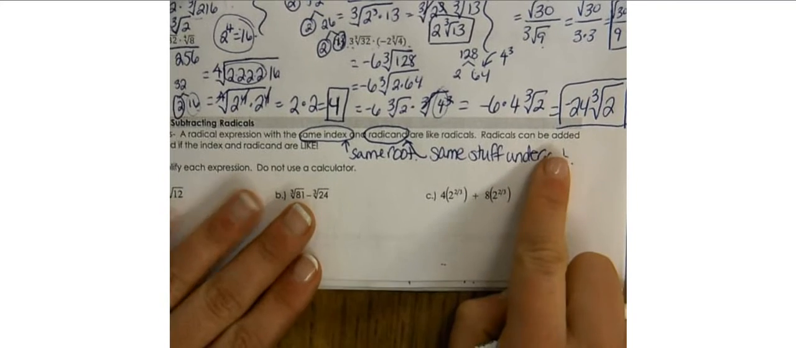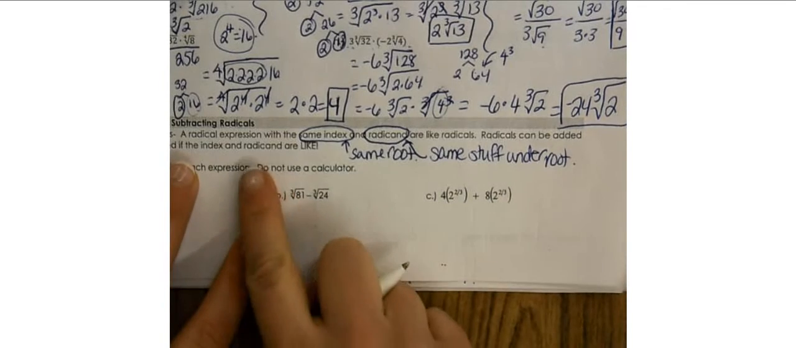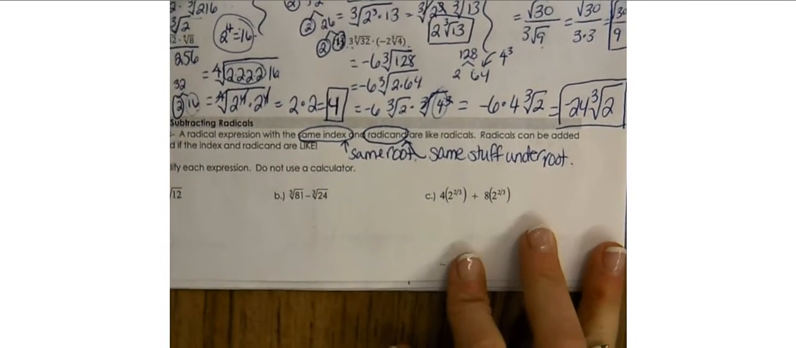So the same exact stuff under the root. Now, radicals can be added or subtracted if the index and the radicand are alike, if they are exactly the same. So let's go ahead and look at letter A.